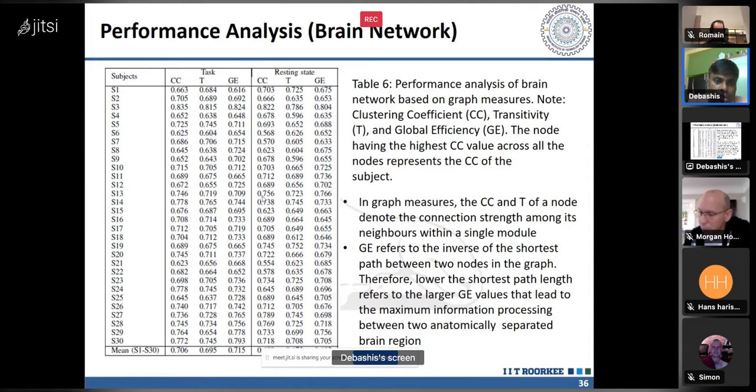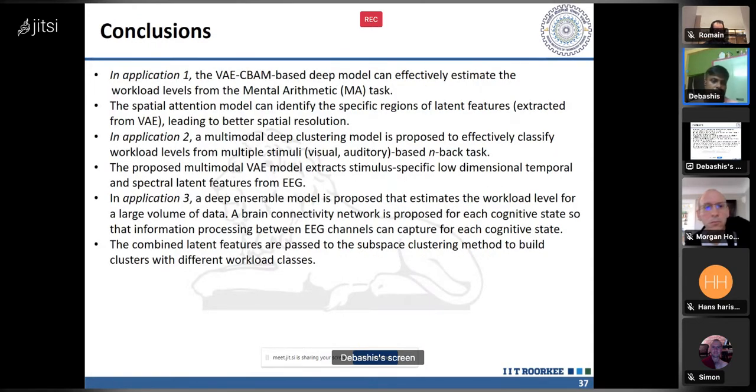So the information has been passed, which depends on the global efficiency. The local efficiency, for the same structural area while the information is exchanged, is measured by the clustering coefficient and transitivity. So these three metrics have been used to identify the information processing between brain regions for different cognitive states through this brain network. This is for all the subject wise results. So that is all from my end, and this is the conclusion.